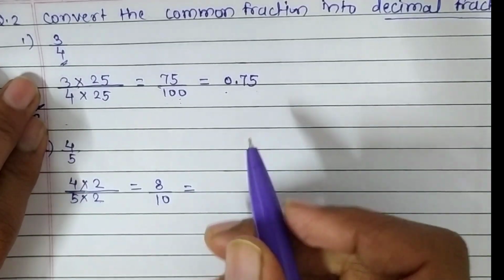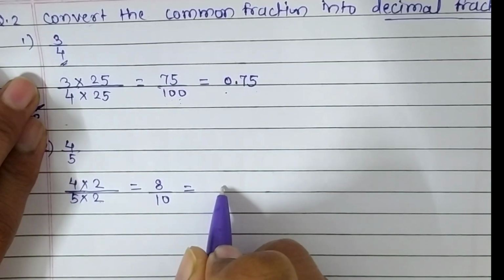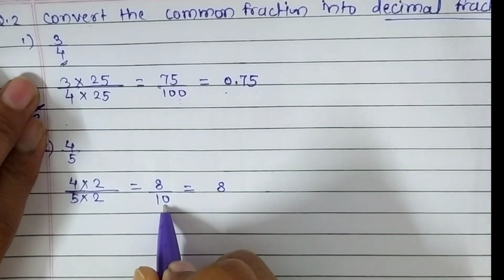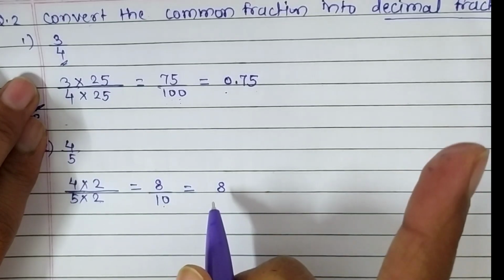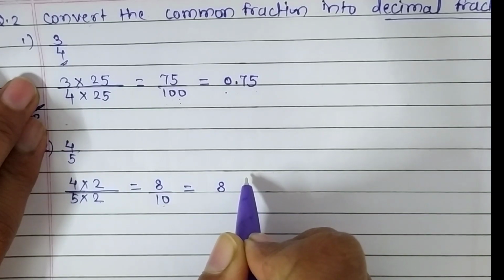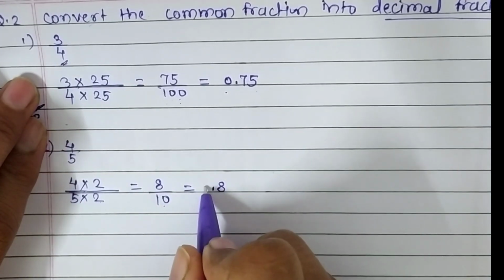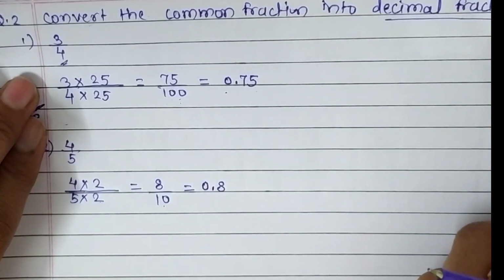Let's convert the fraction into a decimal. Write the numerator as it is. Look at the denominator side. How many zeros does the denominator have? It is one 0. So move left one place from your right side, then place a decimal point and write 0 here. So our decimal fraction is 0.8.